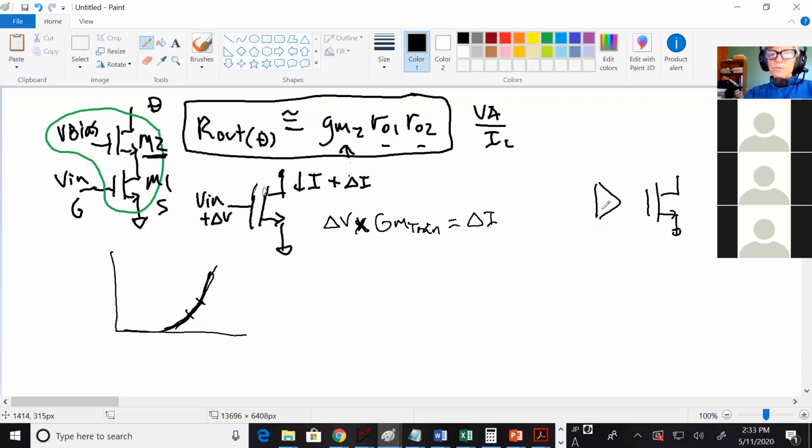Now let me do something over here. I am going to give that a gain of AV, and I'll tie this to the source. Again, this node is high enough so this transistor is in the saturation region. And again, I am going to add delta V. If I change the non-inverting input by delta V, how much does this node change?